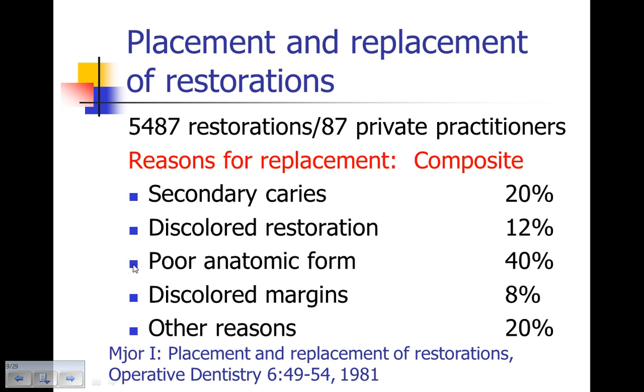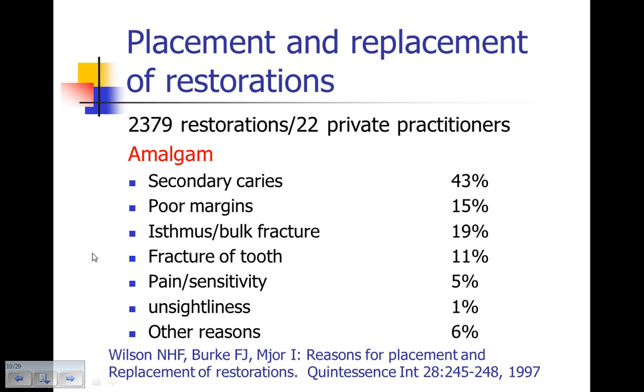40% of the restorations were replaced due to poor anatomic form, and keep in mind, back in that era, we're talking about anterior restorations, class 3s, class 4s, typically class 5s. These earlier composites were very susceptible to wear and attrition over time. Discolored margins were replaced 8% of the time, and 20% were for other reasons. But once again, secondary caries is the highest category for replacement of restorations with composites.